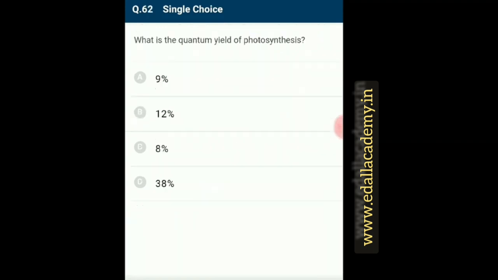Question number 62. What is the quantum yield of photosynthesis? Quantum yield of photosynthesis measures the ratio between oxygen released in photosynthesis, or carbon assimilated, to photons absorbed in the process. It is denoted by psi. Typically, for every mole of quanta absorbed, 0.06 moles of carbon dioxide is fixed under normal conditions. Quantum yield is found to be around 8% in the photosynthesis process. So the answer is option C, 8%.